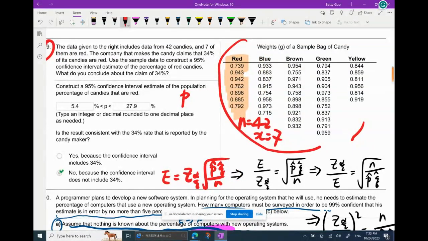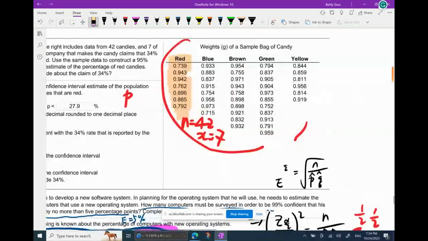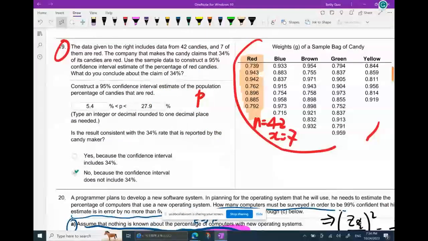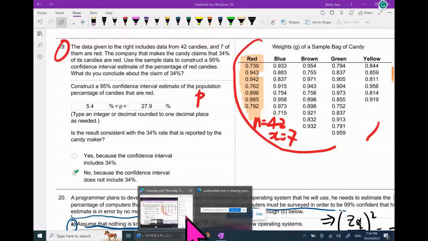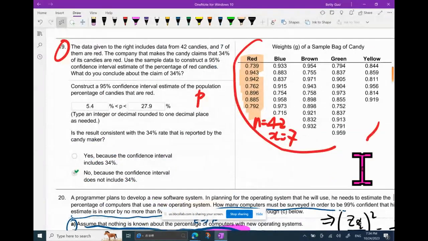Do you remember the function we apply to estimate a population proportion using a confidence interval estimate? What is the name of the function in the TI-84 calculator? Exactly. Thank you, Kelly. One proportion z interval. Okay, then let's go to our calculator.